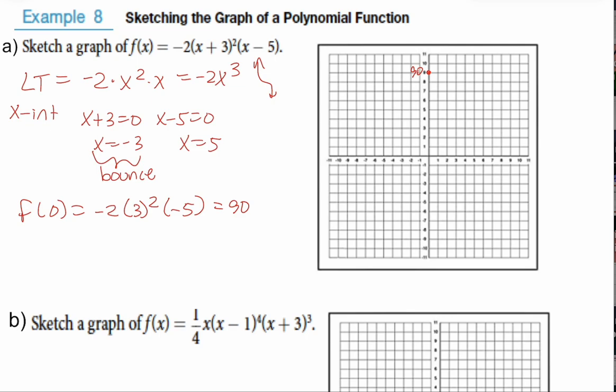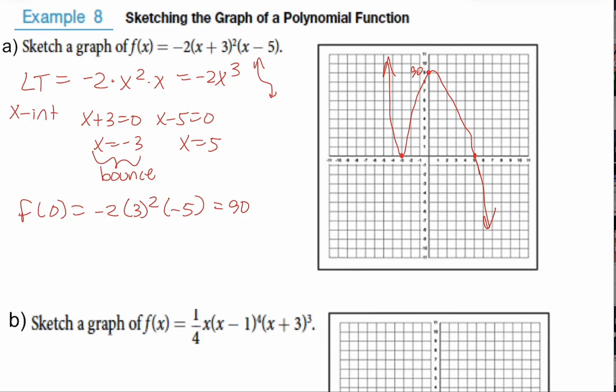We have an x-intercept at negative 3 and 5. The left hand's going up. The right hand's going down. Now at negative 3, we have a bounce. So what that means is when we get to the x-axis, we have to bounce, come back up. So we're going to bounce, come back up, go through this one. That's as accurate as I need you to be.